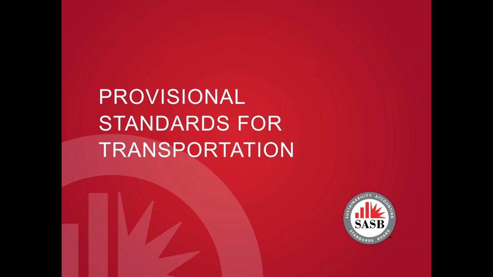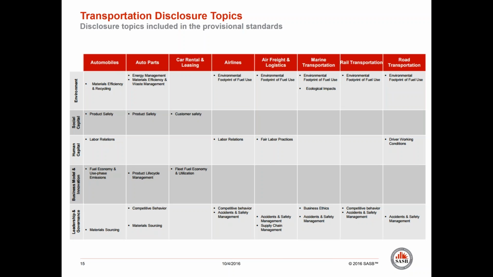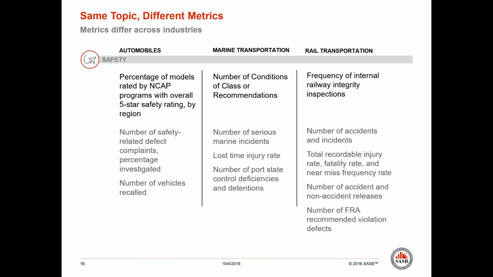So what do the provisional standards for transportation include? As I showed this graph before, this is the set of topics that are covered in the provisional standards for transportation. As Michael mentioned, after we select each of these topics, we have then handpicked metrics to illustrate how this issue affects company performance and how investors can analyze and benchmark companies. So here's a sample of these metrics.